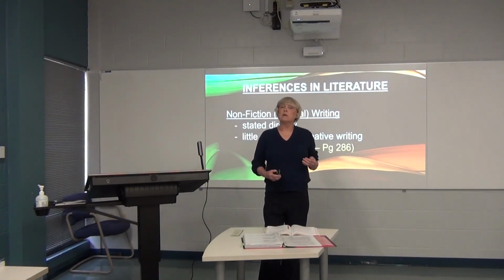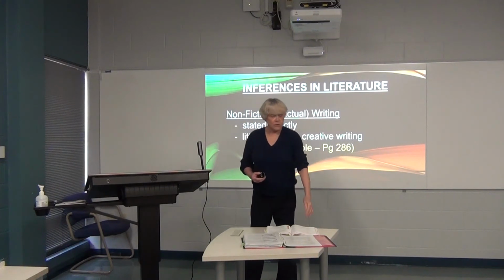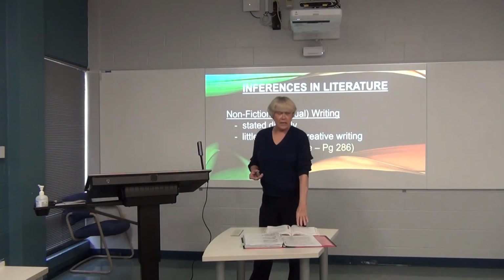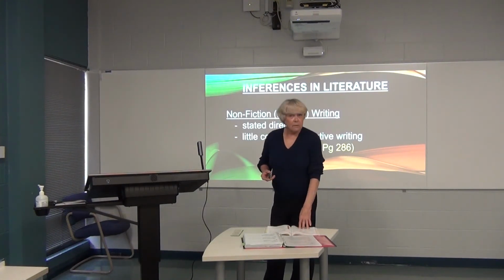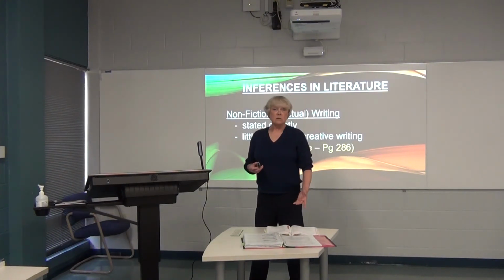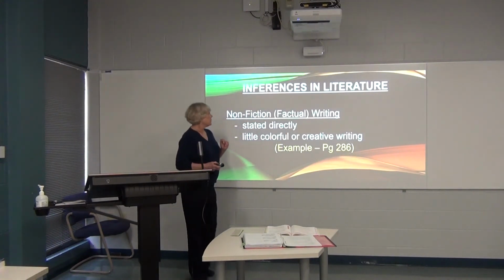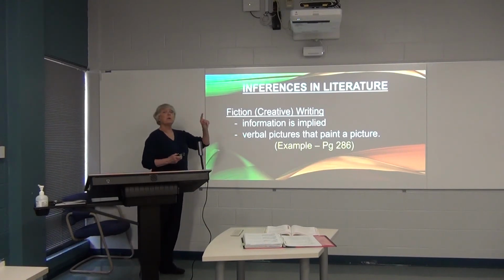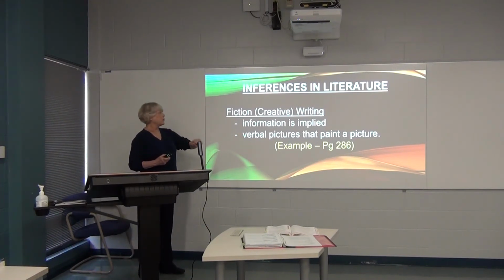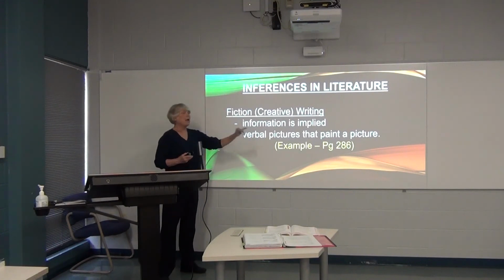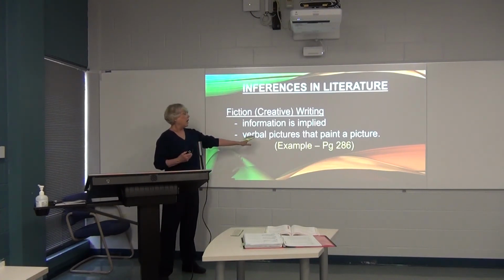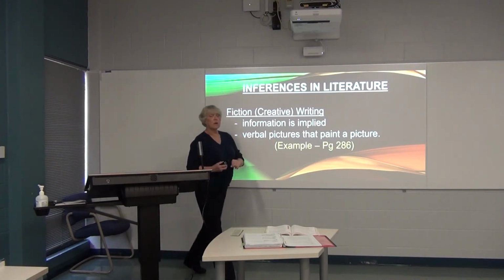They're both correct, but the second person, the novelist, draws more of a picture. You draw an inference. Did it say in the second one that Thomas was mad? No, it just told you how he acted when he was mad. So that's how that works. Fiction, creative writing, information is implied. Implied, they don't tell you directly. Verbal pictures that paint a picture, okay? Verbal pictures, the person is writing or speaking something descriptive, and you have to figure out what they're talking about. Look on page 286.